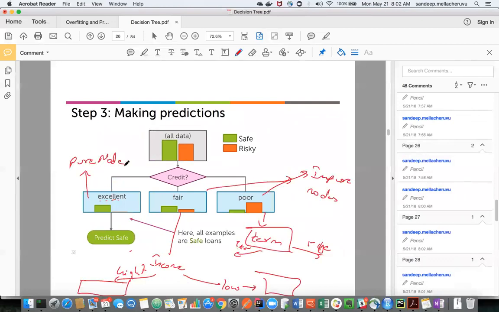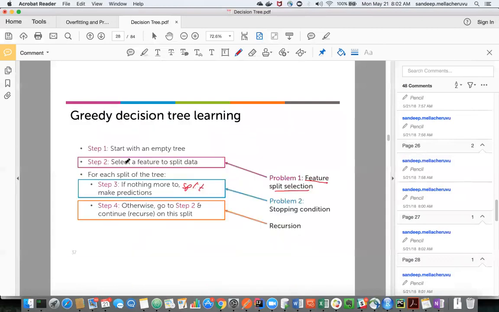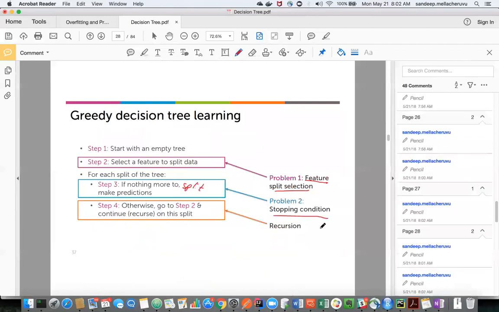Okay. Now problem number 2 is when to stop. Should I stop after getting all the pure nodes, or is there any other stopping criteria? So now we have two problems. One is, how do you always select the best feature when you're splitting, and the other is when to stop the splitting? Are you clear so far?